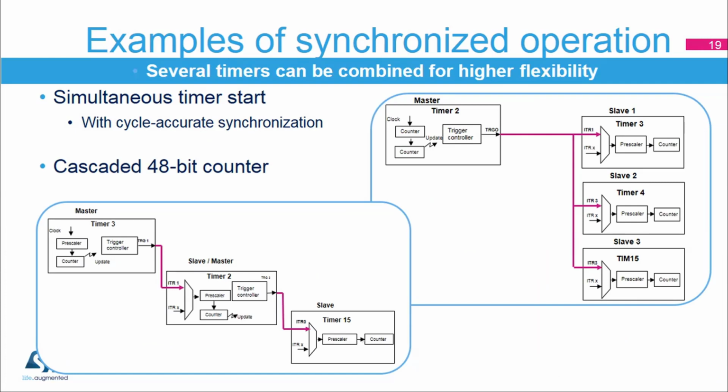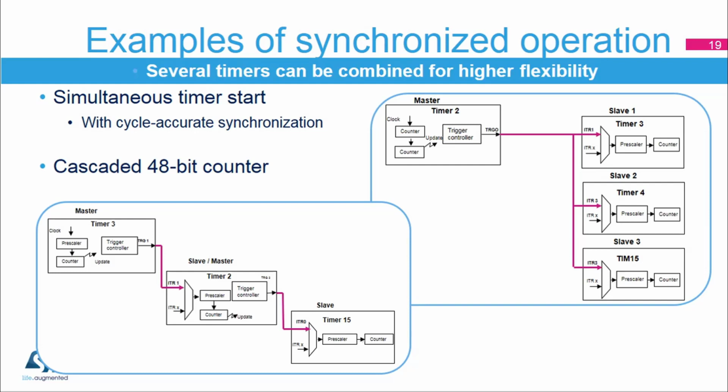This slide gives two examples of synchronized operation. The first example shows how 4 timers can be simultaneously started. A mechanism allows the master timer to start slightly delayed to compensate for the master-slave link delay and have all timers synchronized with cycle accuracy. By combining the channels of timers 2, 3, 4, and 15 as shown, it is possible to have up to 14 synchronized PWM channels. The second example shows how to create a 48-bit timer by cascading 3 timers.